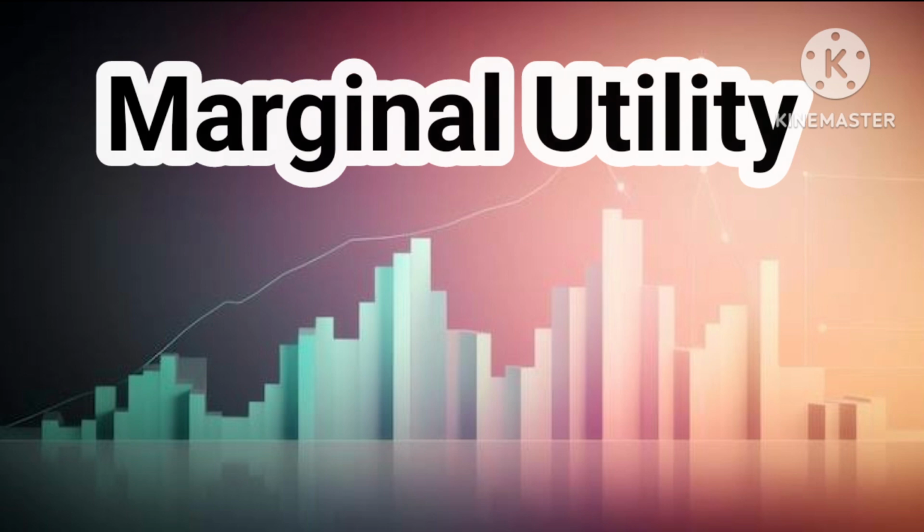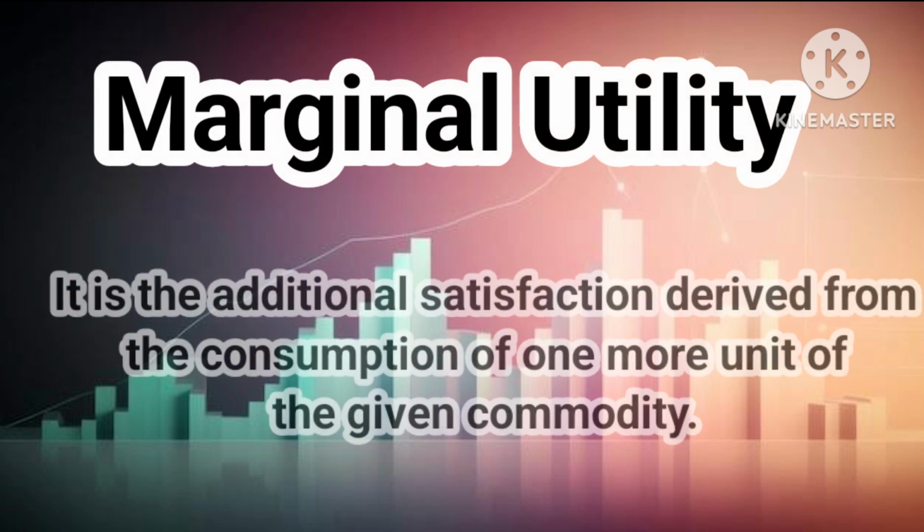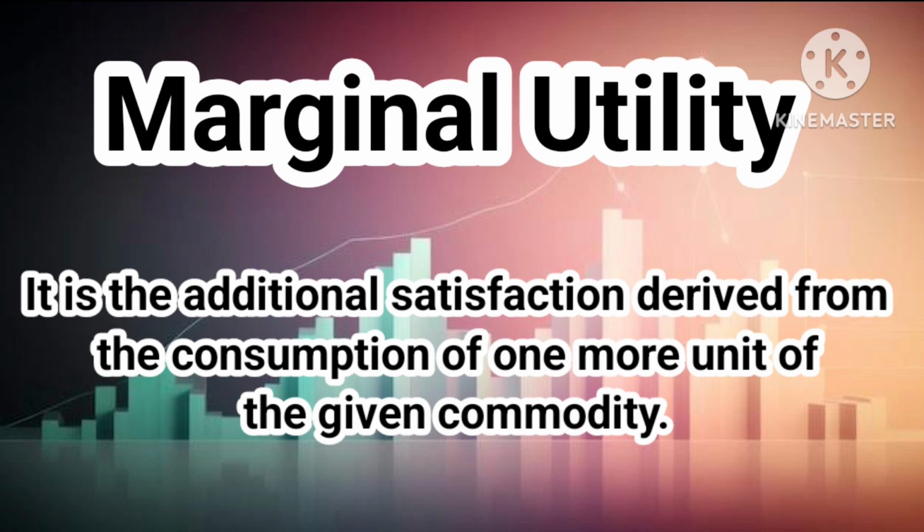Now, marginal utility. Marginal utility is the additional utility derived from the consumption of one more unit of the given commodity. As per our given example, when the second ice cream is consumed, total utility increases from 20 utils to 36 utils. So, the additional 16 utils from the second ice cream is the marginal utility. So, marginal utility is the addition made to the total utility by consuming one more unit of a commodity. Marginal utility can be of three types: positive, zero or negative.